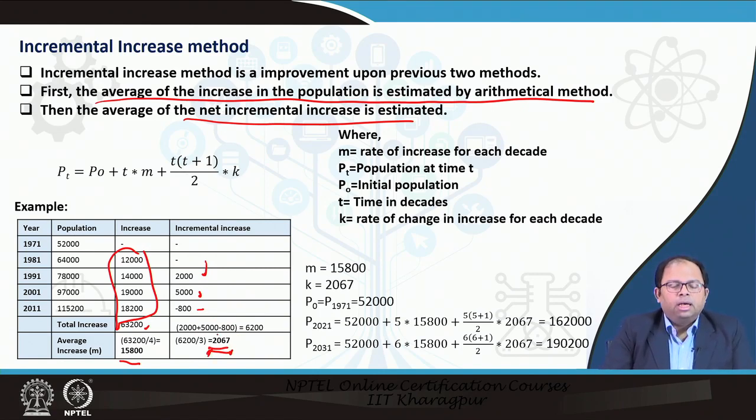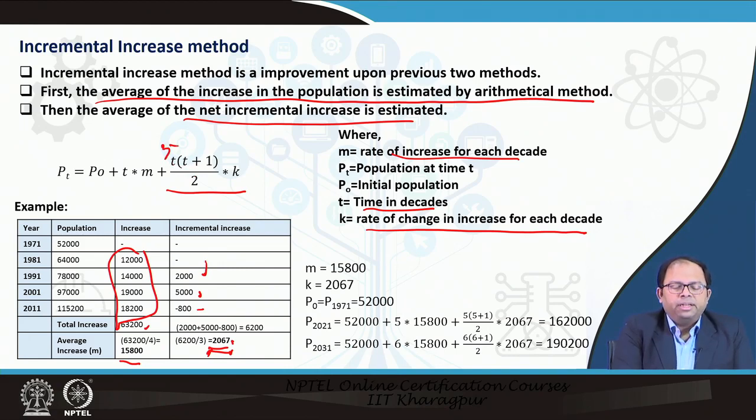Now we estimate the total population at time t by taking the initial population, and then we have 2 components. The first is t into m, where we multiply the time in decades by the rate of increase for each decade. This is similar to arithmetic. And then we add another component where we multiply k, which is the rate of change in increase for each decade, into t(t+1)/2. So this is based on the number of time periods we are estimating for. If there are 3 time periods, then 3 into 4 divided by 2, that is 6.